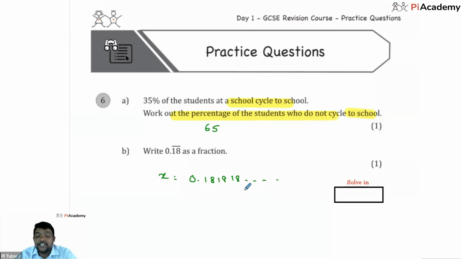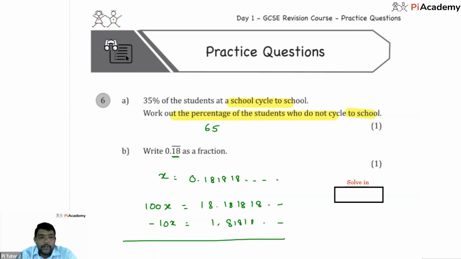Okay, let's check. Because you have 2 digits under the bar, it is 100x. You multiply by 100, so you have 100x is equal to 18.181818 and so on. And then from that you subtract 10x, you get 1.818. 18 and so on.